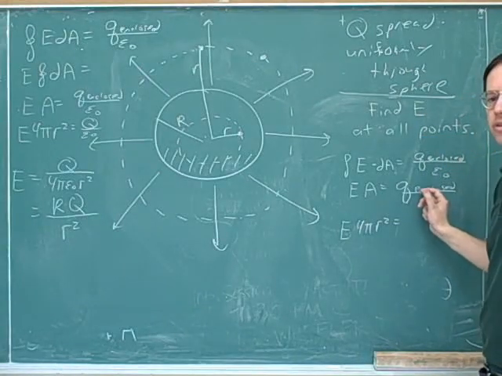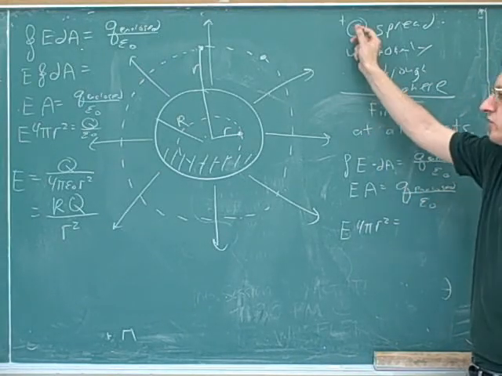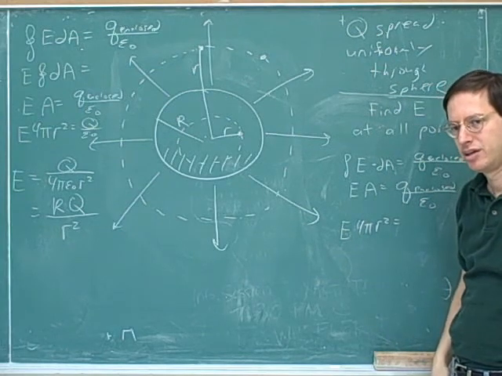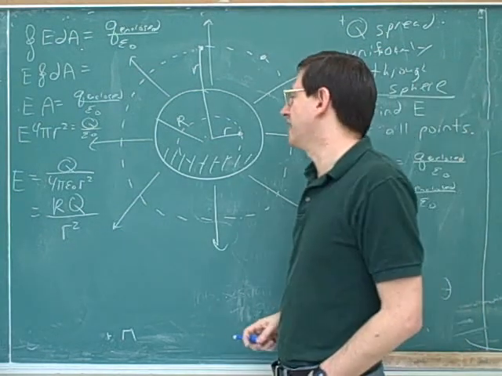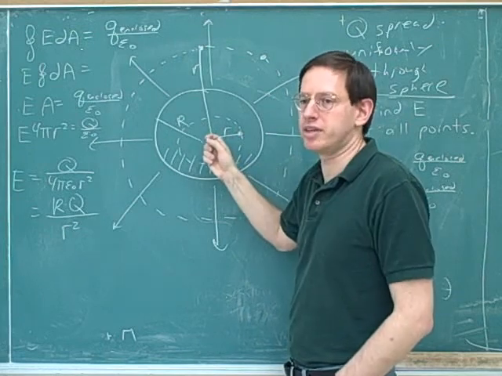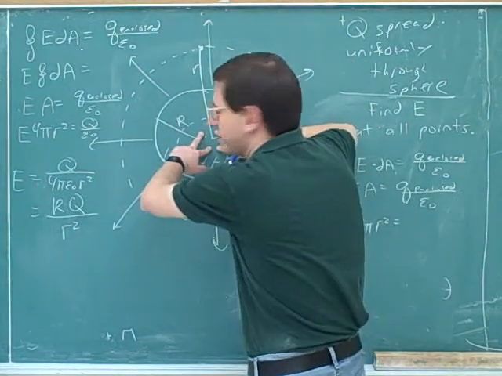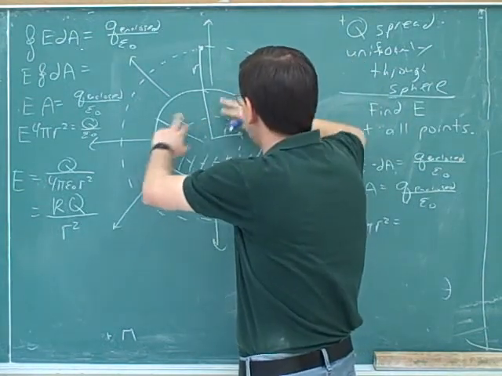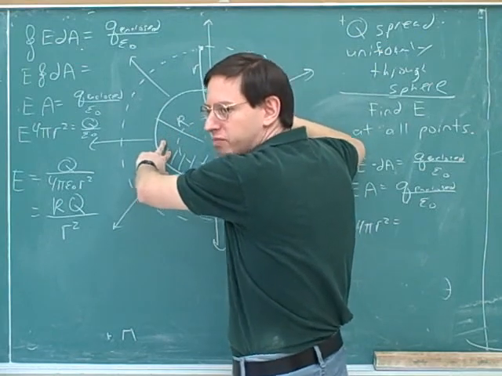But how about Q enclosed? Well, would Q enclosed still be capital Q? No, because it's only the amount of charge that's enclosed within the Gaussian surface. Well, this portion of the charge is enclosed within the Gaussian surface, but this portion should not be included anymore.